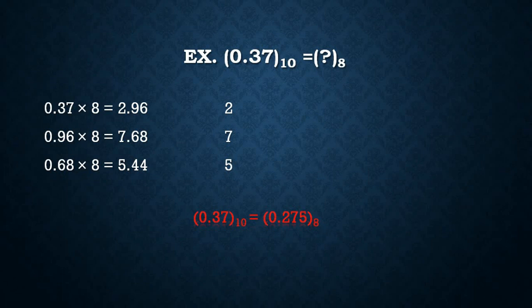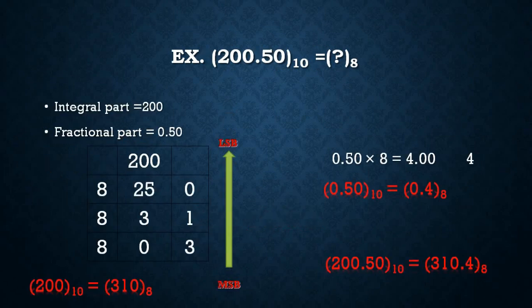Now we take an example which consists of an integral and a fractional part of a decimal number. We consider the example 200.50 to the base 10 and convert it into the octal number system. To convert, we separate the integral part and the fractional part: the integral part is 200 and the fractional part is 0.50. To convert the integral part into octal we divide by 8, and to convert the fractional part into octal we multiply by 8.